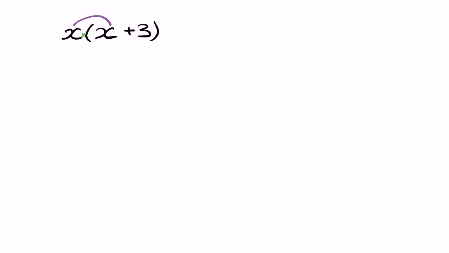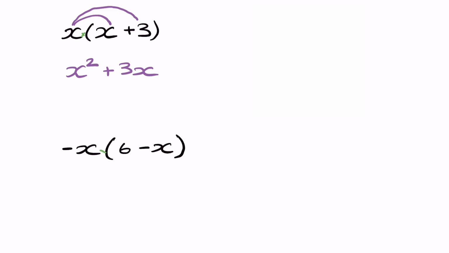So that's x multiplied by x. That gives us x squared. And then x multiplied by positive 3 gives us positive 3x. And then if you have this one, which is negative x, you guessed it, we have the same rule. Multiply everything in the bracket by negative x. And so you have negative x multiplied by 6, which will give you minus 6x. And negative x multiplied by negative x will give you positive x squared. And then switch that around and present my answer as x squared minus 6x.